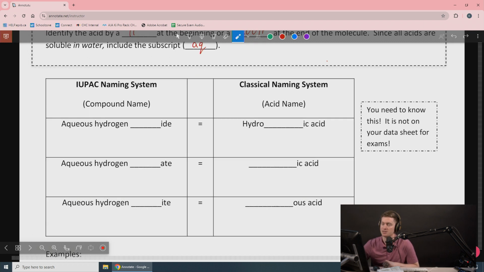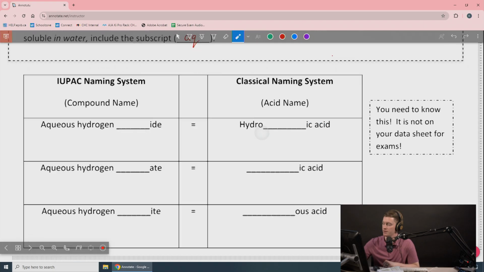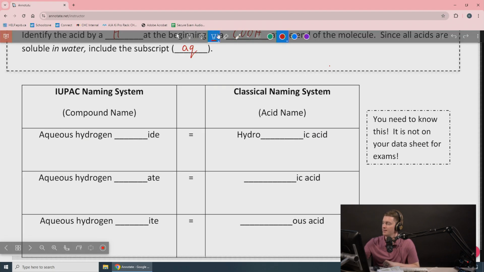Here's how you're going to name acids. Remember that before we said that we name hydrogen compounds kind of like an ionic compound, where you just say hydrogen and then the name of the anion. Depending on the name of the anion, you're going to name it as an acid a little bit differently. I'm going to highlight parts of this name. Let's do an example here. So if it was aqueous hydrogen and then something ending with "ide," we'll do an example. We'll do aqueous hydrogen chloride.